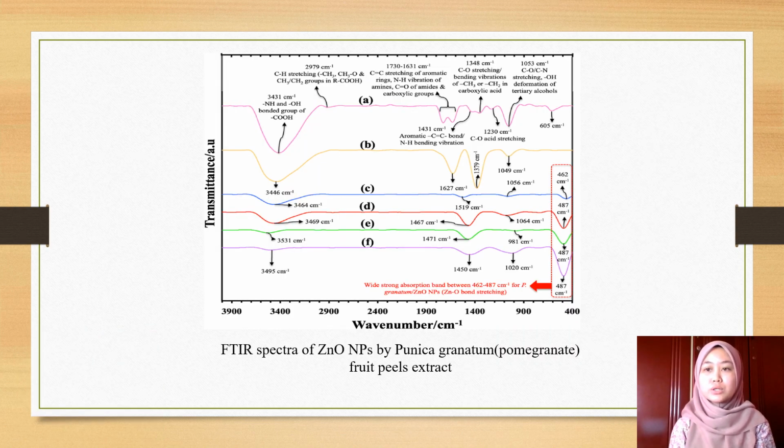This slide shows the FTIR spectra of zinc oxide nanoparticles by Punica granatum fruit peel extract. This graph measures the presence of various functional groups in pomegranate peel powder of zinc oxide nanoparticles before and after the annealing process. The observed peaks range between 1000 to 1750 centimeter.